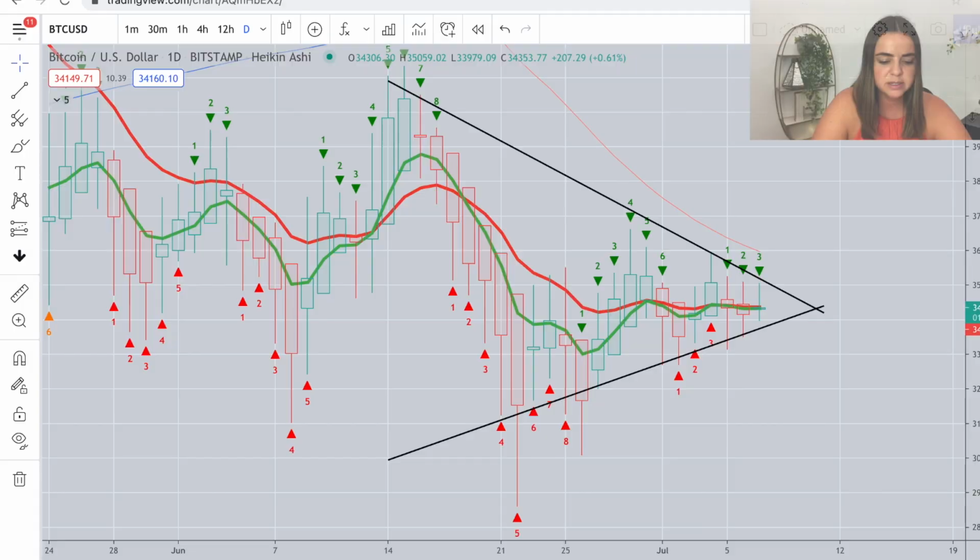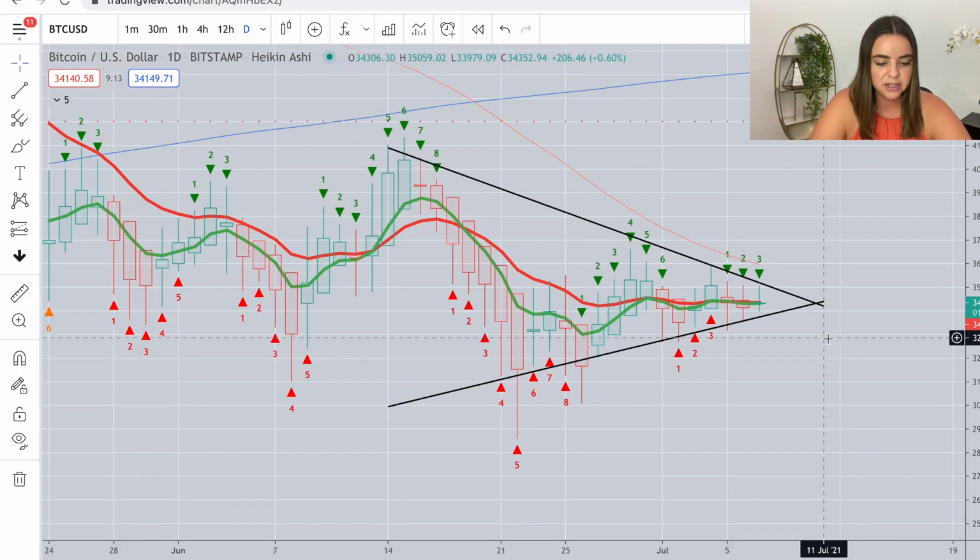If you've been here for a while, you know I talk about the 50 DMA a lot, I talk about TD Sequential, I talk about Bitcoin making higher highs, higher lows, patterns like that, and looking for trend reversals. So a couple days ago, here's the Bitcoin chart.